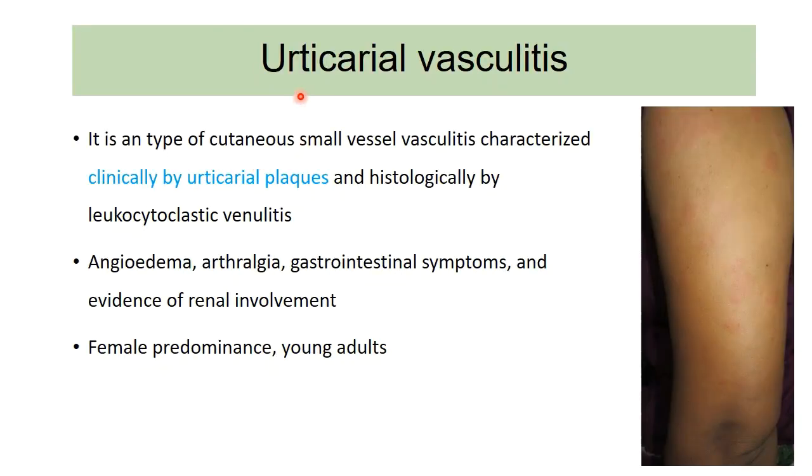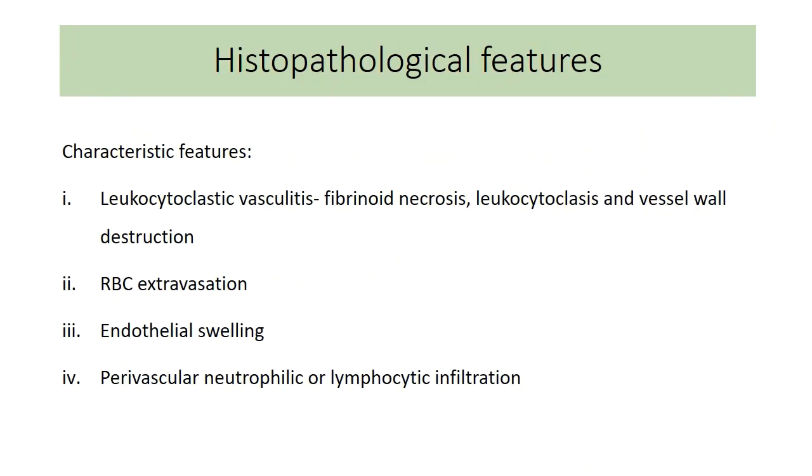The next entity is urticarial vasculitis. It is a type of cutaneous small vessel vasculitis characterized clinically by urticarial plaques and histologically by leukocytoclastic venulitis. Associated features are angioedema, arthralgia, gastrointestinal symptoms, and evidence of renal involvement. It is common in females and in young adults. The histopathological features are leukocytoclastic vasculitis with features of fibrinoid necrosis, leukocytoclasia, and vessel wall destruction, RBC extravasation, endothelial swelling, and perivascular neutrophilic or lymphocytic infiltration.